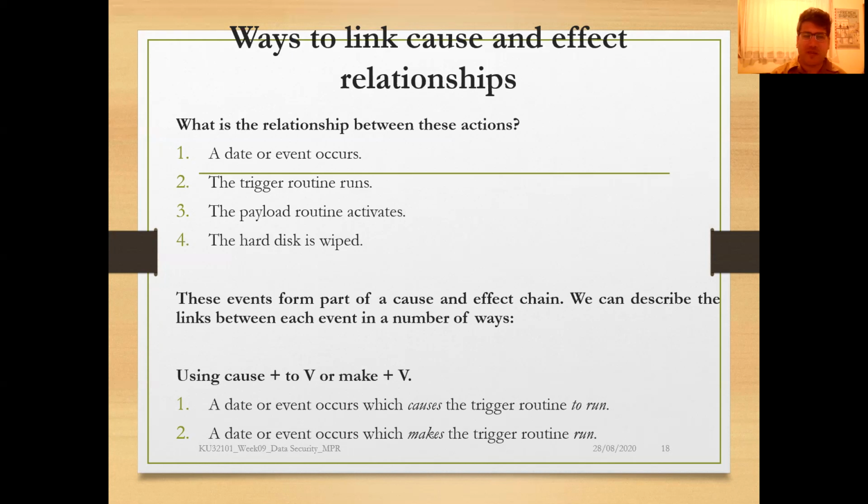Now let's look at these 4 events. We can describe the links between each event in a number of ways. We can use cause plus a to verb, or an infinitive verb, or we can use make plus a verb, just a base verb. So a date or event occurs which causes the trigger routine to run. A date or event occurs which makes the trigger routine run.